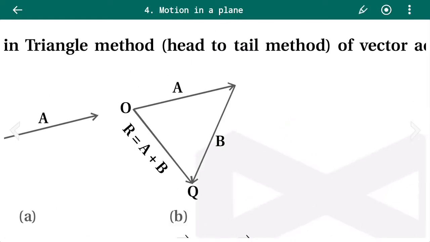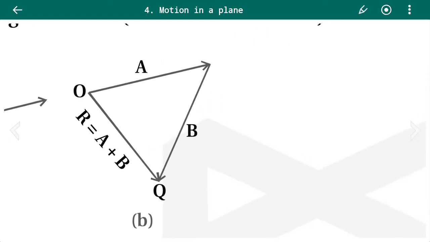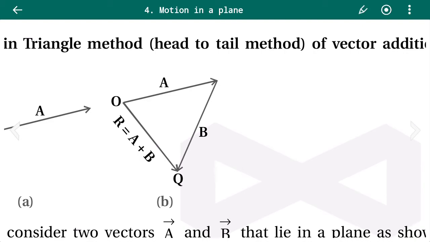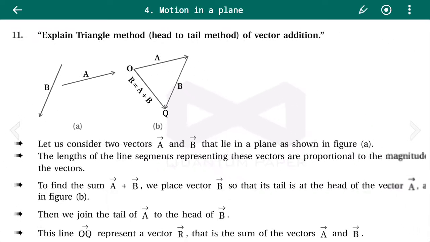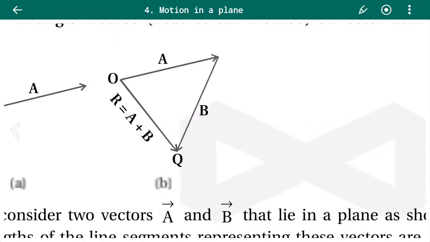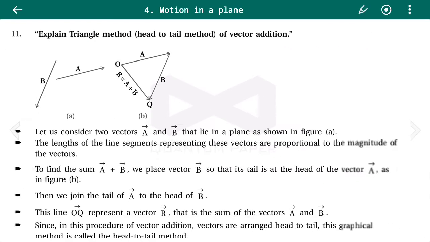Here it is called the head to tail method because the head of one vector coincides with the tail of the other vector, and the free arm, that is the open arm, joins these two vectors, and that is called the resultant vector of the addition of the two vectors. So here OQ is the resultant vector, which is equal to vector A plus vector B, and as you can see, these three arms, vector A, vector B and the resultant vector R, form a triangle, so it is called the triangle method.